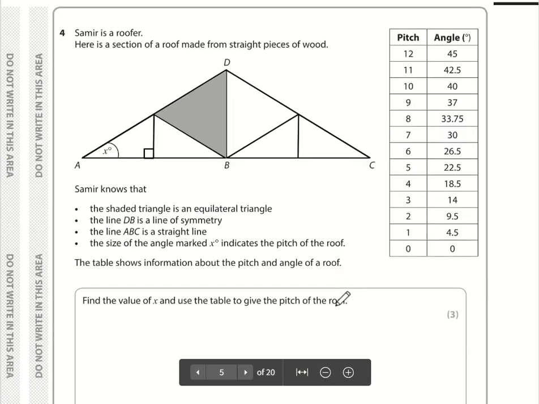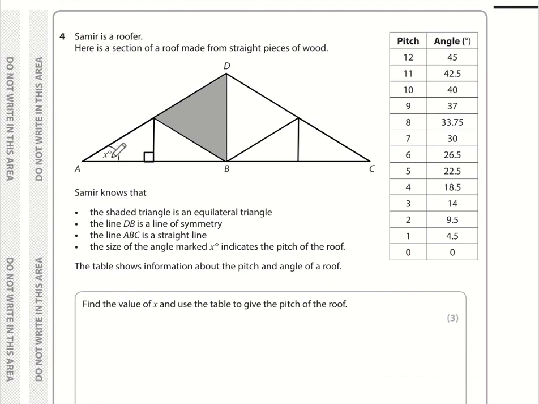Question number 4, we need to work out the value of x and then stick it into this pitch table here. So we know that DB is a line of symmetry, so everything on the left hand side is exactly the same as on the right hand side, and the key thing is that this is an equilateral triangle. So this angle here is 60, this angle here is 60, and this angle here is 60 as well. Now if this is a line of symmetry, then this is going to be a right angle, and this is a right angle here. So if this is 60, then this must be 90 take away 60, which is 30.